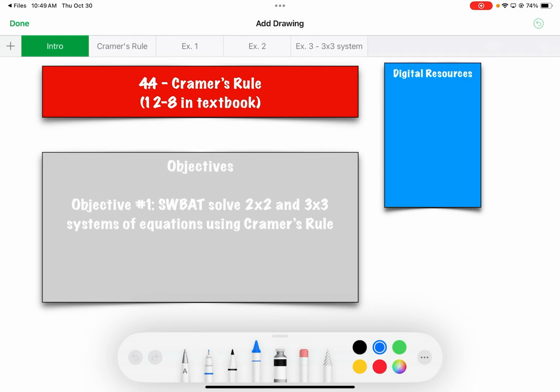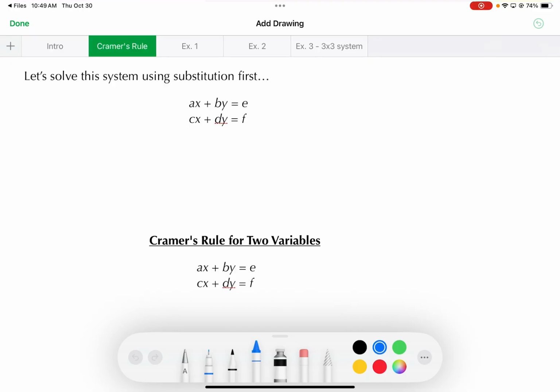All right, so again, Cramer's rule is going to be an application where we're using matrices and their determinants to solve a system of equations, okay? So click to the first page there. I have a generic 2x2 system. It's two linear equations in two variables.